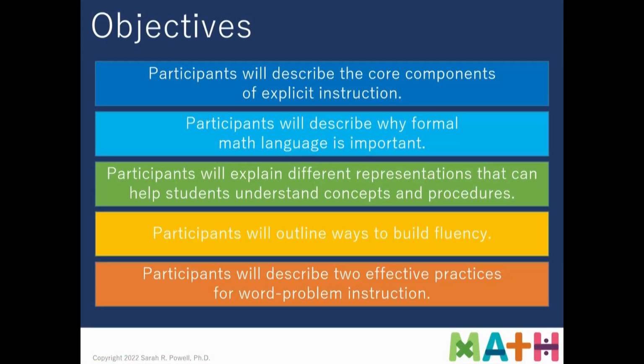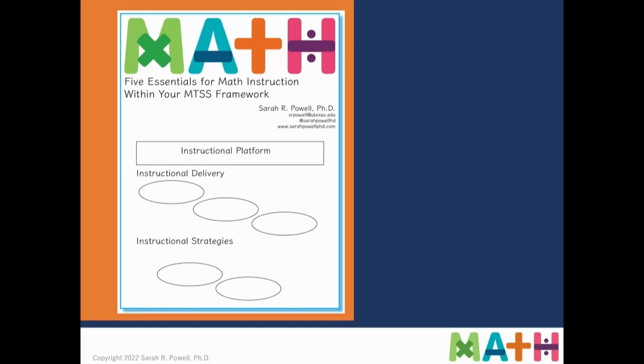All right, so we have five objectives for our session today. First, we are going to think about what the core components of explicit instruction are. Second, we will talk about why formal math language is important. Third, we'll dig into multiple representations that students need to understand to focus on different concepts and procedures in math. Fourth, we'll focus on ways to build fluency. And fifth, we'll talk about two effective practices within word problem instruction. So let's go ahead and get started with the first.